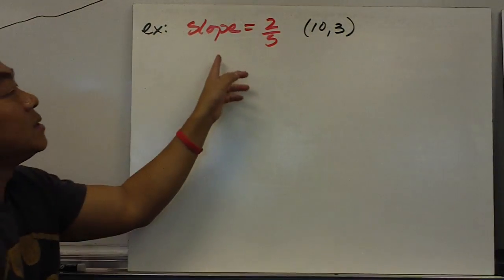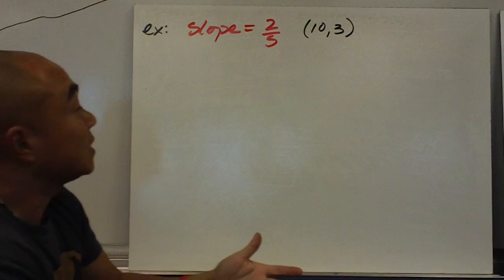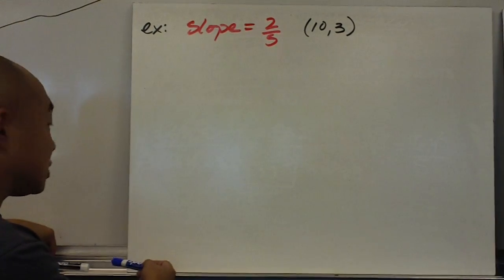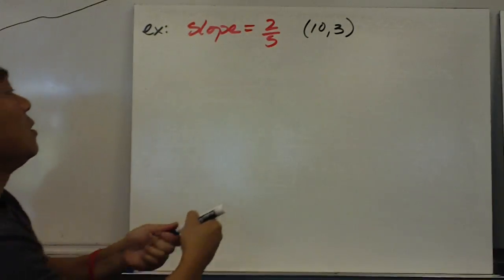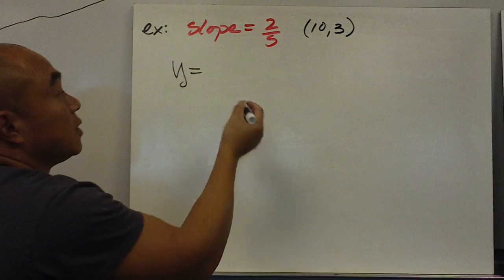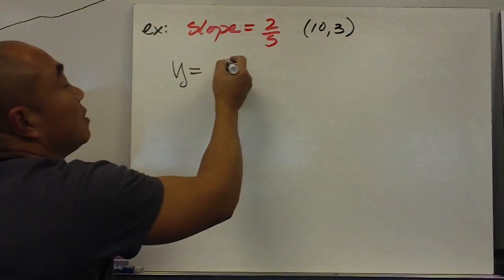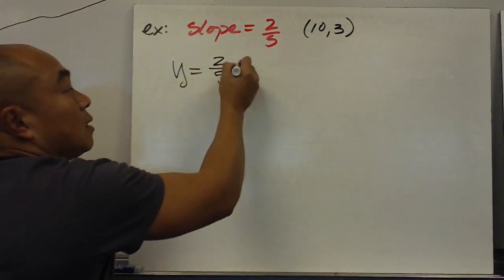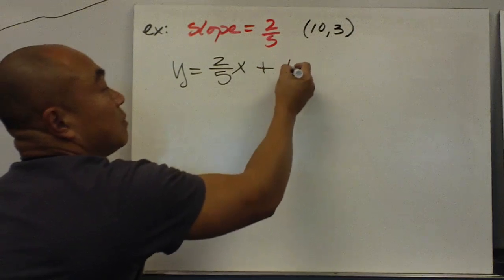Alright, so now what happens if they don't give you the intercept? Well, you're going to have to go and find it. Here's an easy way to do this. You're going to rewrite the exact problem. So here you have y is equal to, and then you have your m. Your m is going to be your 2/5 right here, so that's 2/5 x, and then plus b.